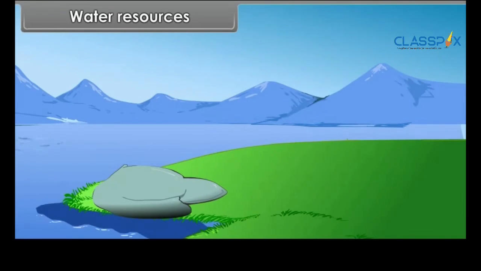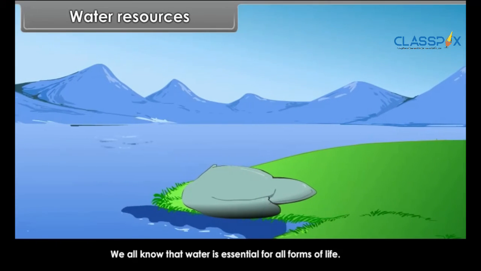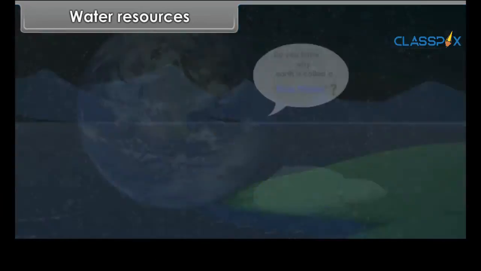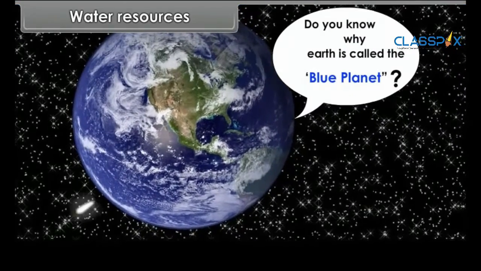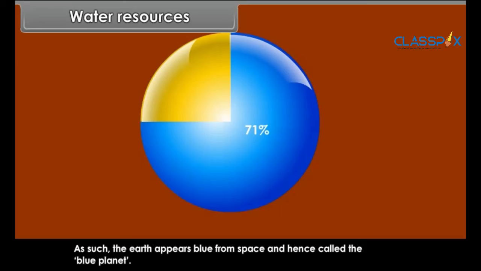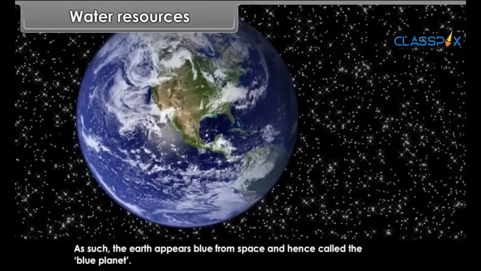Water resources. We all know that water is essential for all forms of life. Do you know why Earth is called the blue planet? About three-fourths of the Earth's surface, 71%, is covered with water. As such, the Earth appears blue from space and hence is called the blue planet.